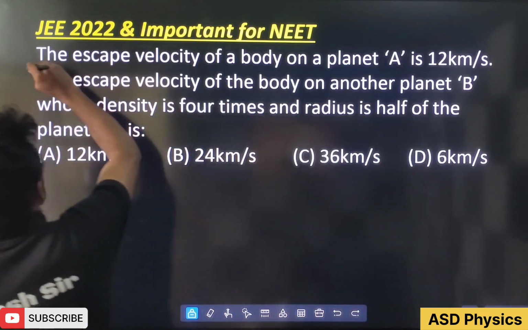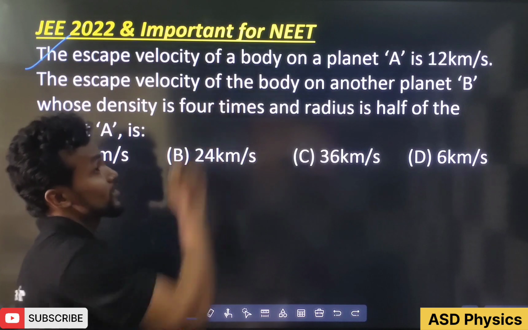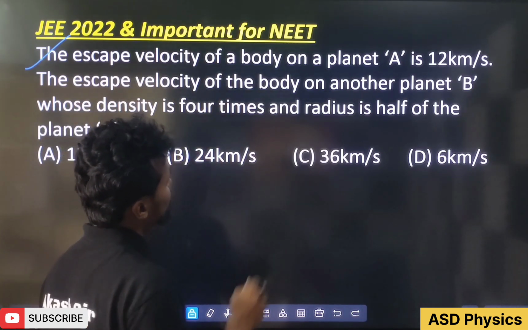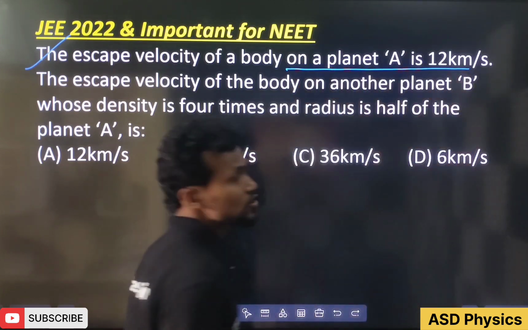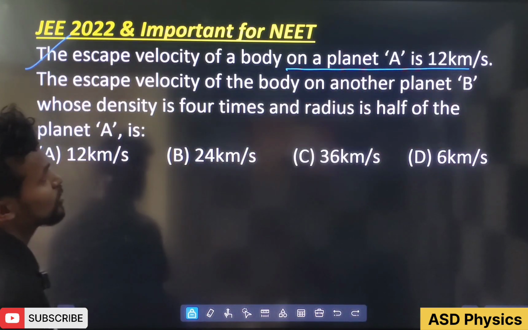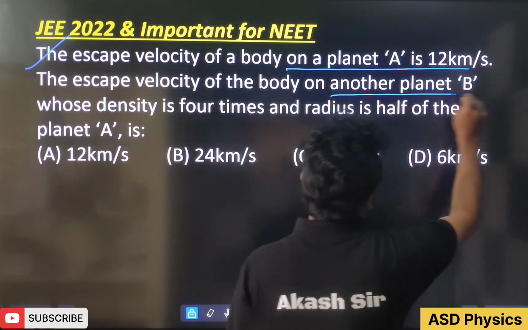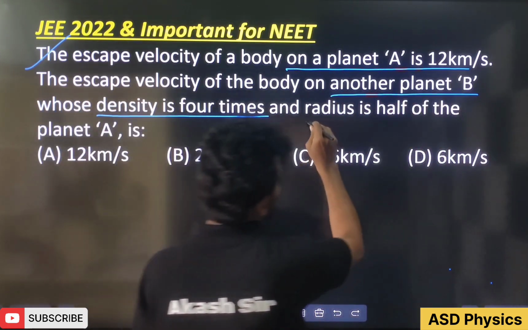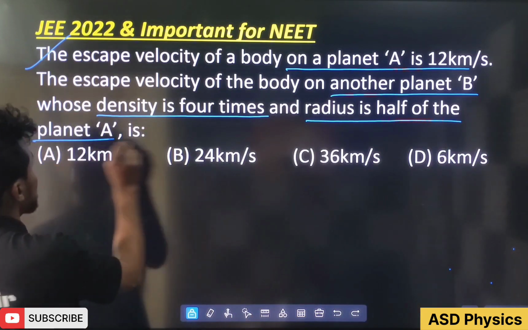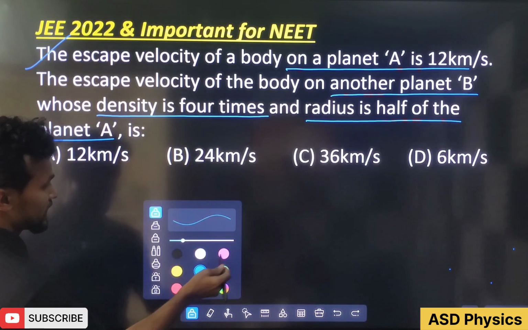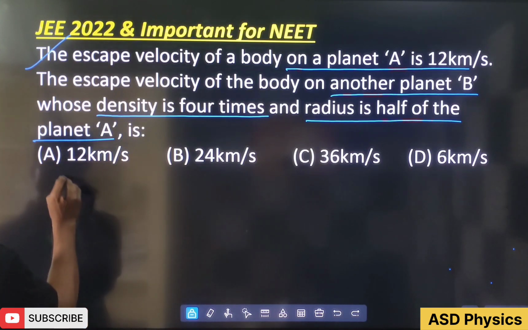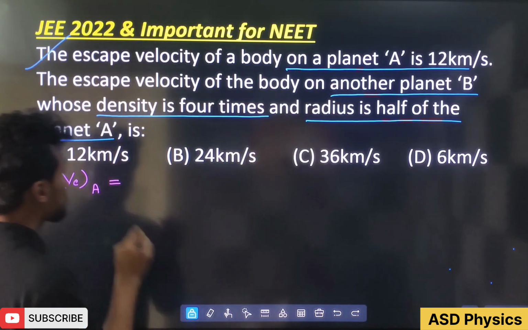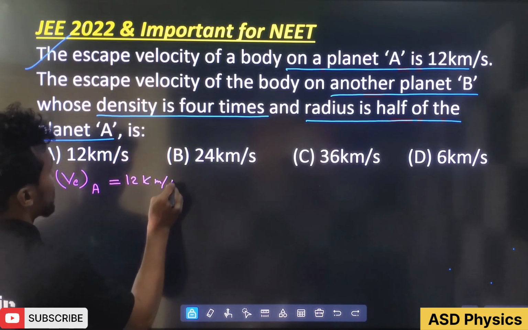Next one students, JEE 2022 question and important for the NEET. So see please the question again. The escape velocity of a body on planet A is 12 km per second. The escape velocity of the body on another planet B, whose density is 4 times and radius is half of the planet A. Okay, so here again we have to note down the data. Escape velocity from the planet A, how much is given in the question? 12 km per second.